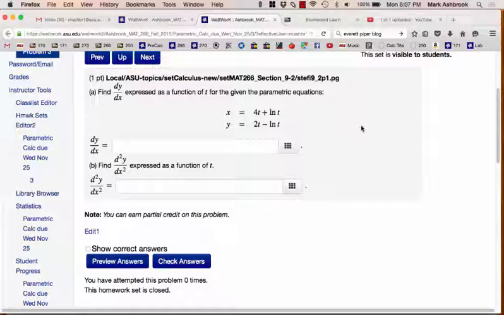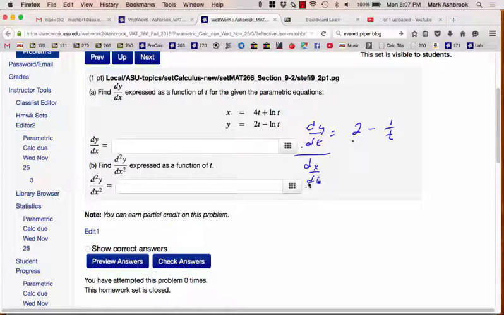Okay, so here they want us to find dy/dx, and we know that's just dy/dt over dx/dt. So dy/dt, from here, is going to be 2 minus 1 over t, and then we're going to take that all over dx/dt, and so that's going to be 4 plus 1 over t.